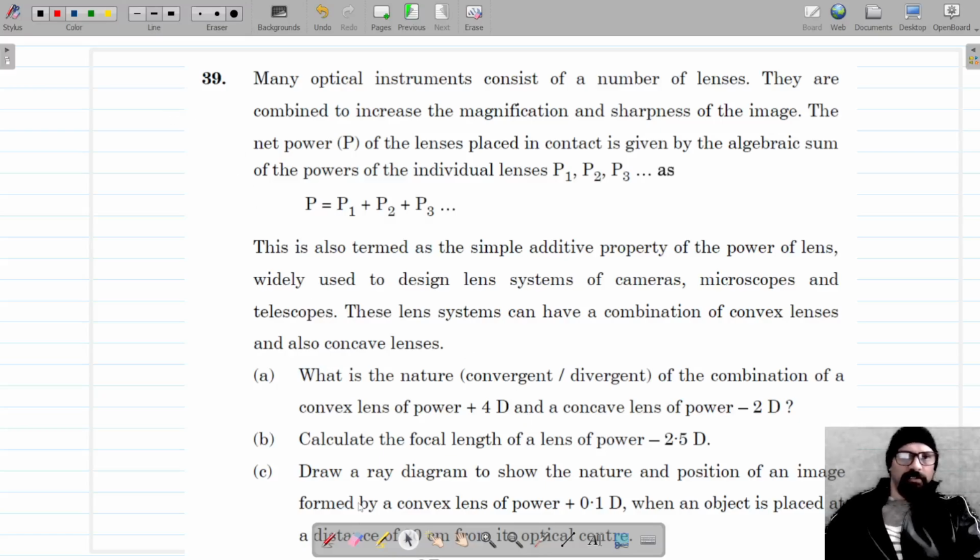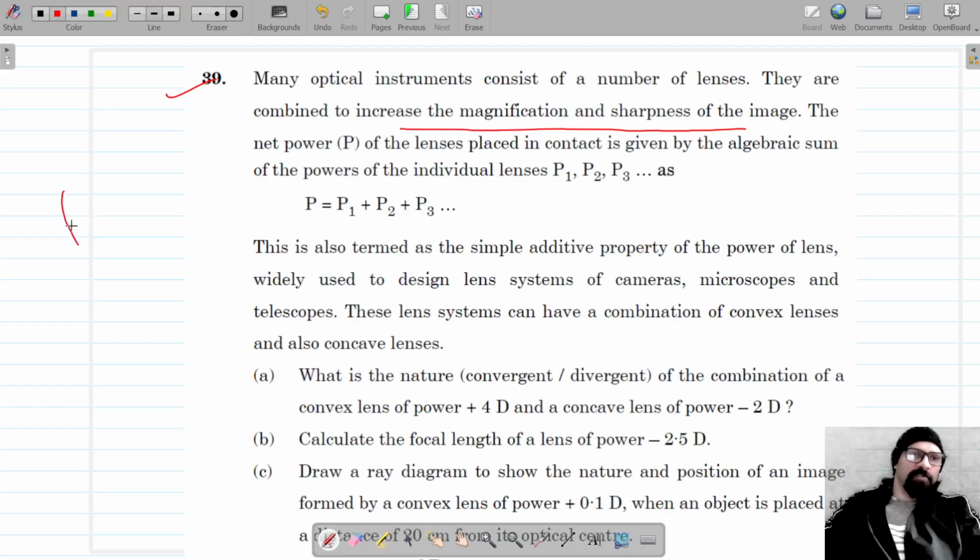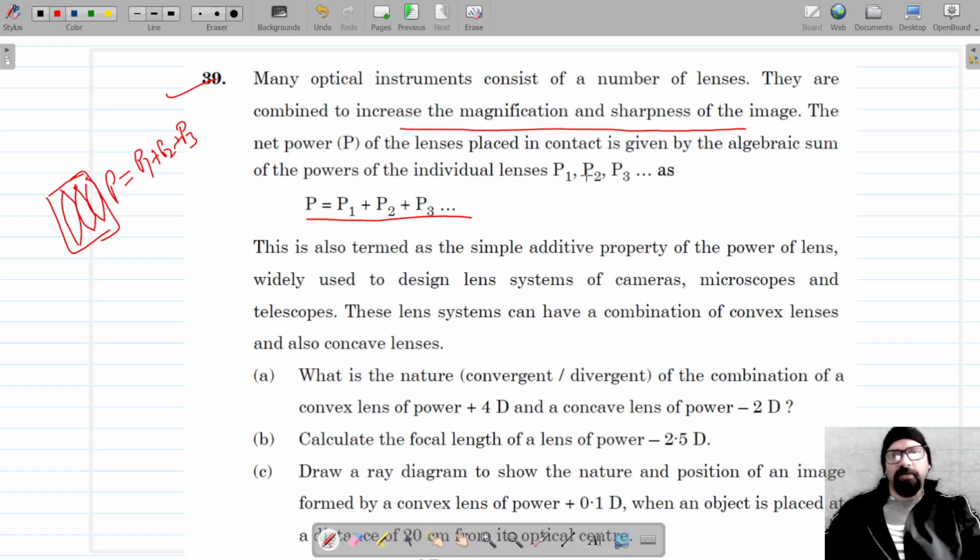Okay, for question number 39, it's given that optical instruments consist of a number of lenses, and they are combined to increase the magnification and sharpness of the image. So these lenses are placed in contact like this, so that the effective lens formed by the combination will have a power equal to the sum of the lens powers. Their power is given by the algebraic sum.